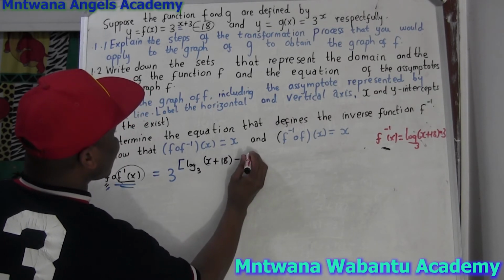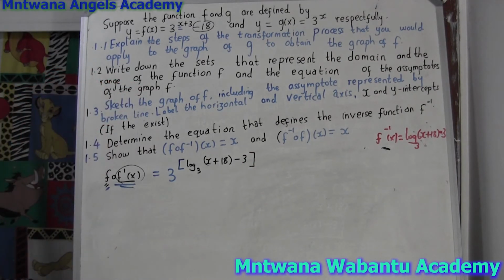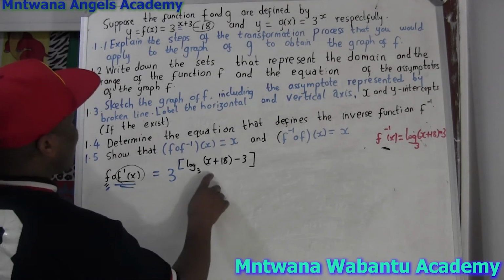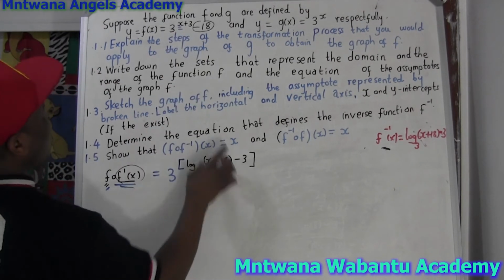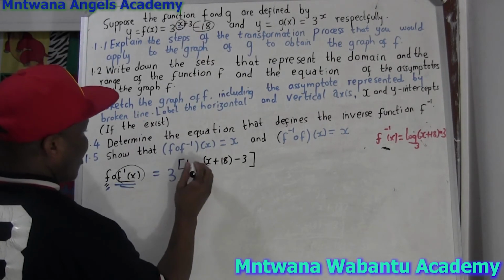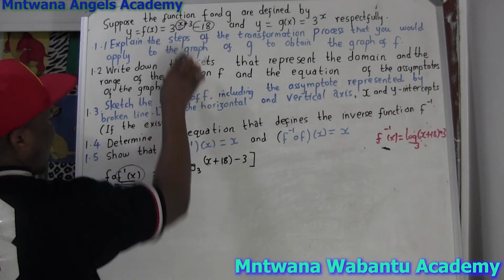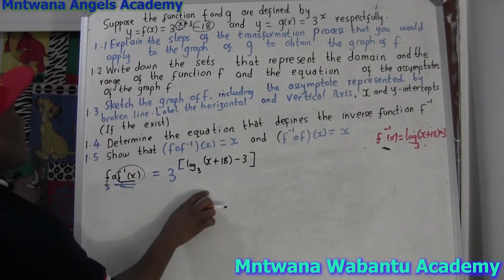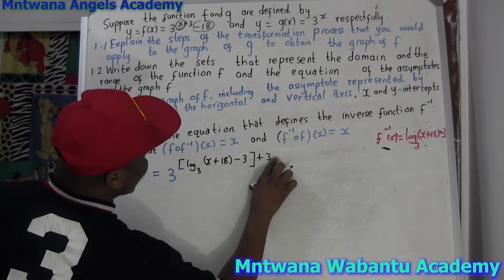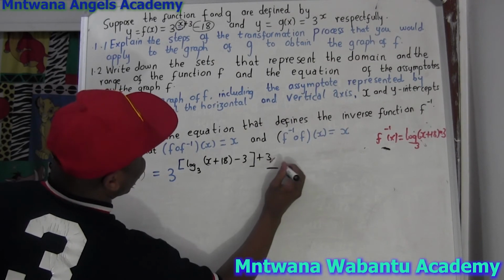Oh no, I'm wrong. In the position of x we put that inverse, but there's a plus 3 outside. So after that, there's a plus 3, and then minus 18.